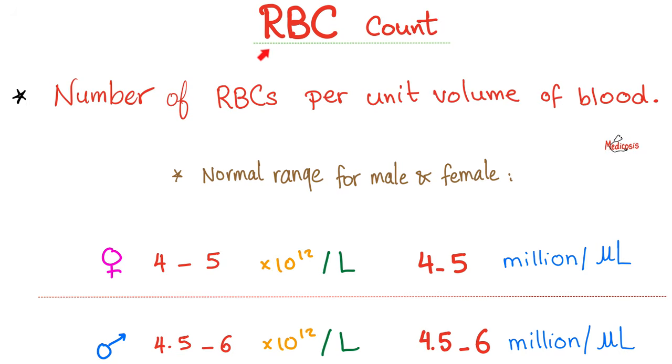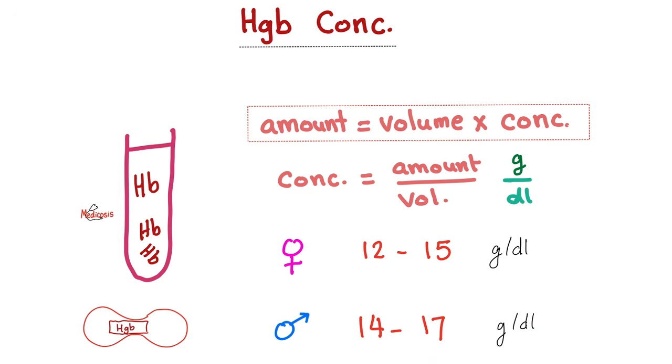When you go to the doctor, they can order a complete blood count or CBC to see what? Red blood cell count, which is the number of red blood cells per unit volume, usually per microliter. Normally in females it should be between 4 and 5 million per microliter. You can write it this way, per microliter, or like this, per liter. Males usually have a higher red blood cell count thanks to testosterone, so it's between 4.5 to 6, written this way or this way.